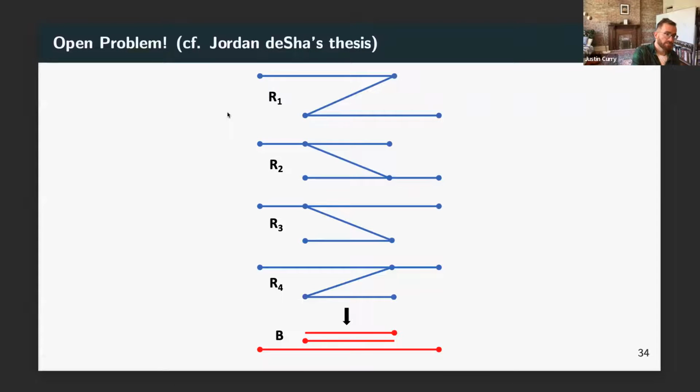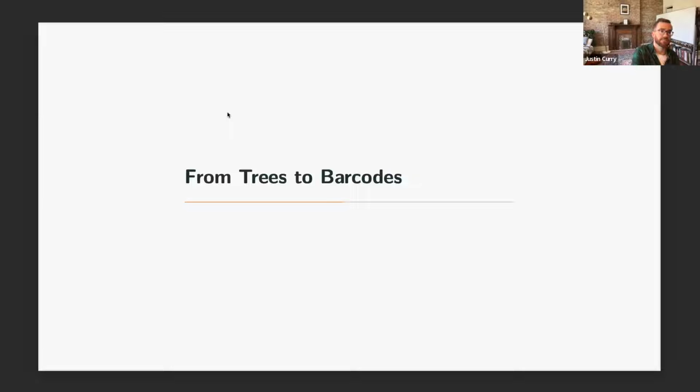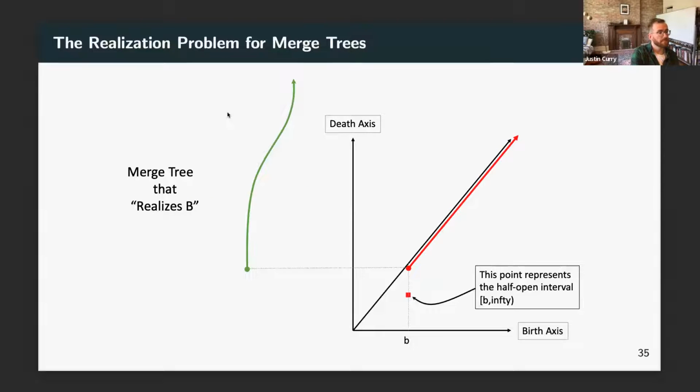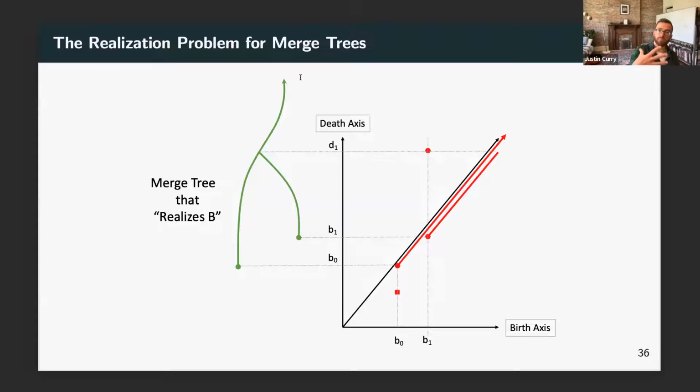Let me show you a situation where we do know the answer, and this is in the case of merge trees rather than Reeb graphs. So sometimes this is couched in the language of realization. If I give you a barcode, I want you to produce for me a function or a space with a function that gives me that barcode. If I have just one infinite length bar, I can produce a space with a function on it very simply. It's just going to be the embedding of this interval into the real axis, which I can think of actually as a merge tree.